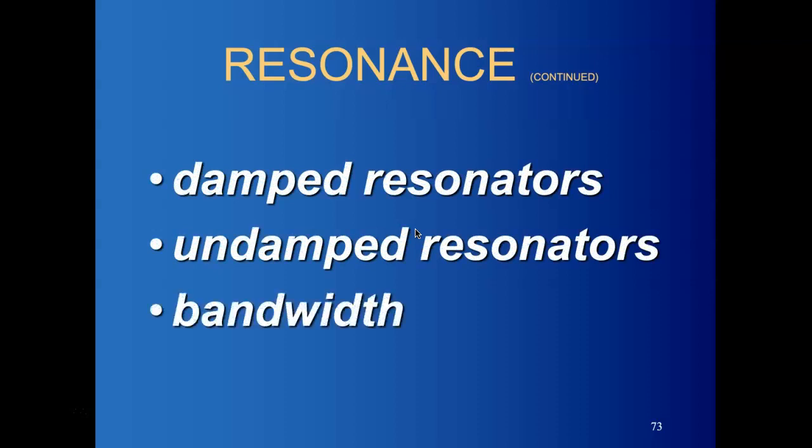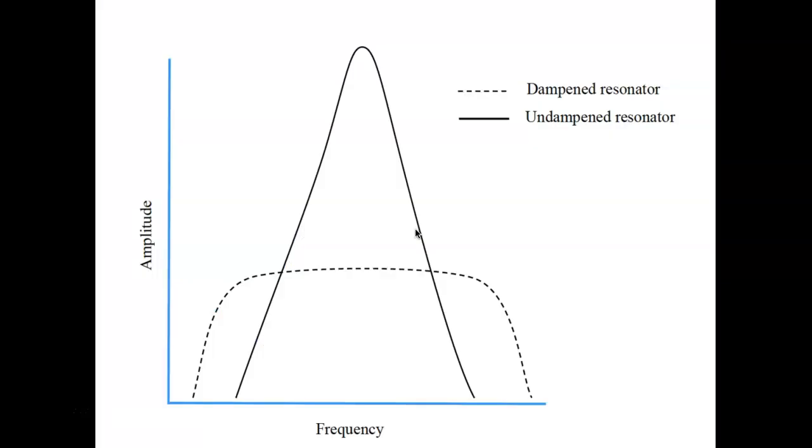So damped and undamped resonators. Bandwidth is another concept, so let's go over these, and we'll hit these again next week. But here you have two different types of resonators, right? And so the dashed line represents the resonator that has been damped or reduced. Okay, and you can do that different ways, filtering different things, but this is a damped resonator, and this right here is undamped, so there was no dampening that occurred. Okay, so a damped versus an undamped resonator.